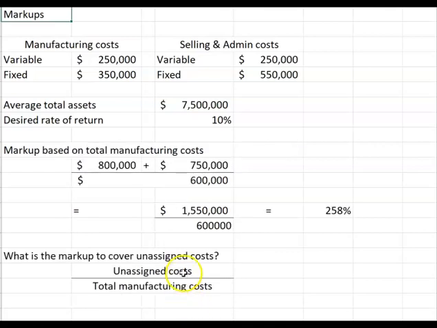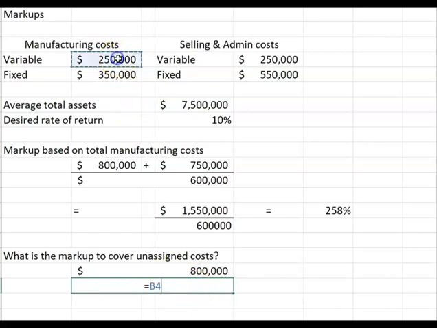We would take the unassigned costs and divide that by the total manufacturing costs. So our unassigned costs, if we're talking about total manufacturing costs, our unassigned costs are the selling and administrative. Okay, so we would take the 250 variable plus the 550 fixed selling and administrative, and then that would be divided by our manufacturing costs. So 800,000 divided by 600,000 tells you that 133% is the markup to cover our unassigned costs.